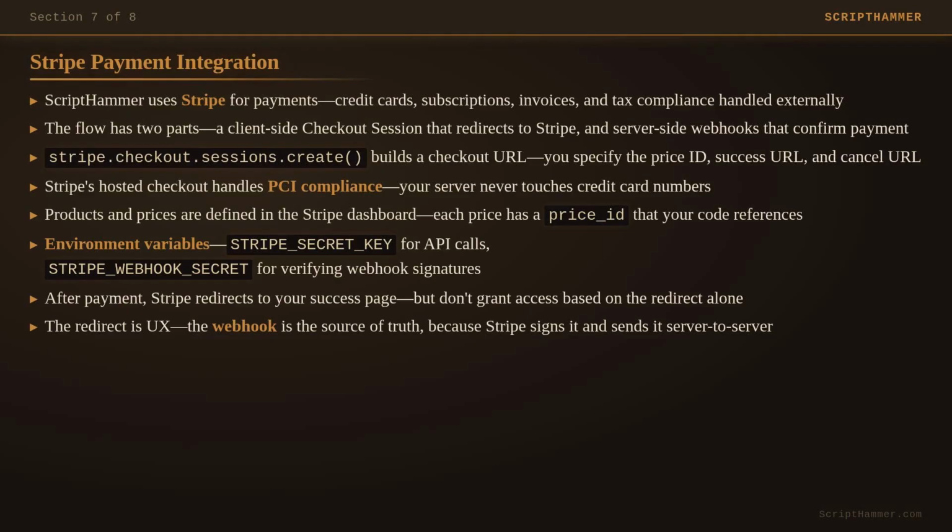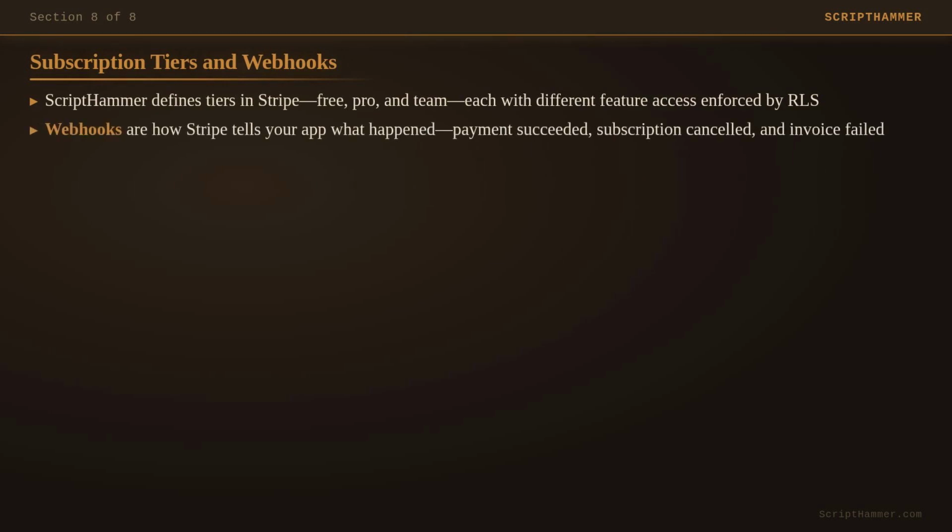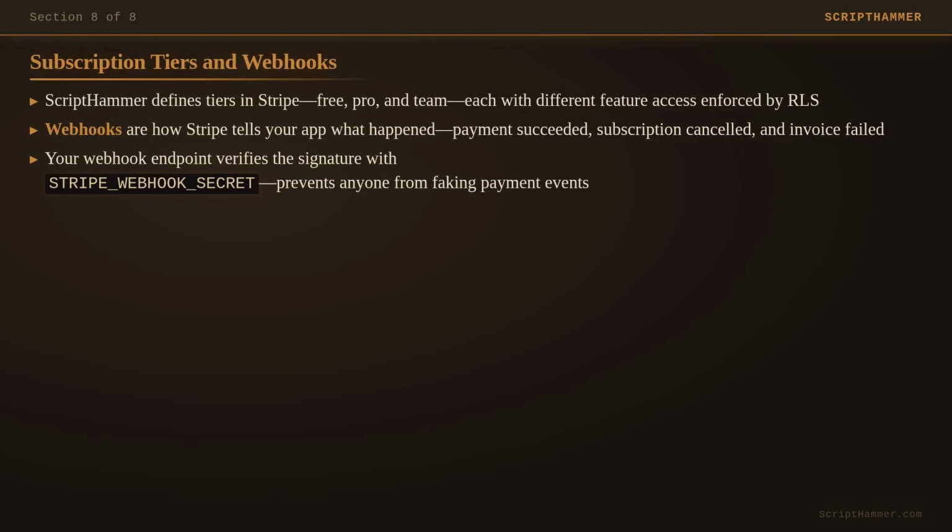Subscription tiers and webhooks. ScriptHammer defines tiers in Stripe: Free, Pro, and Team, each with different feature access enforced by RLS. Webhooks are how Stripe tells your app what happened: payment succeeded, subscription cancelled, and invoice failed. Your webhook endpoint verifies the signature with STRIPE_WEBHOOK_SECRET. This prevents anyone from faking payment events.